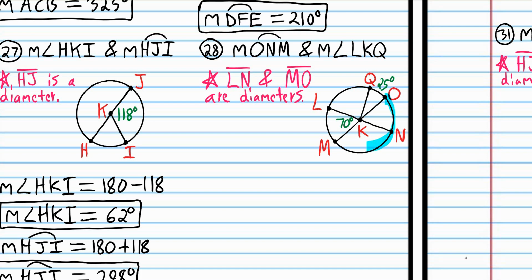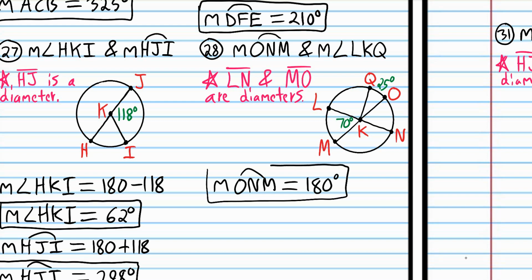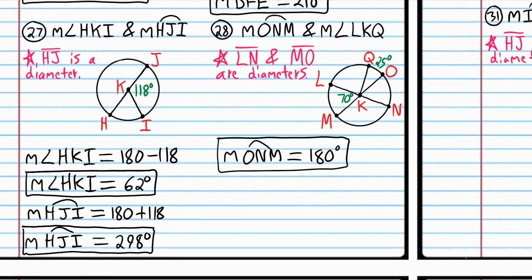ONM, that's this arc here, but because we know MO is a diameter, that's going to be pretty easy. So the measure of arc ONM is just going to be equal to 180 degrees, because that's just a semicircle, because we know MO is a diameter. And now we need the measure of angle LKQ. So that's this angle here.